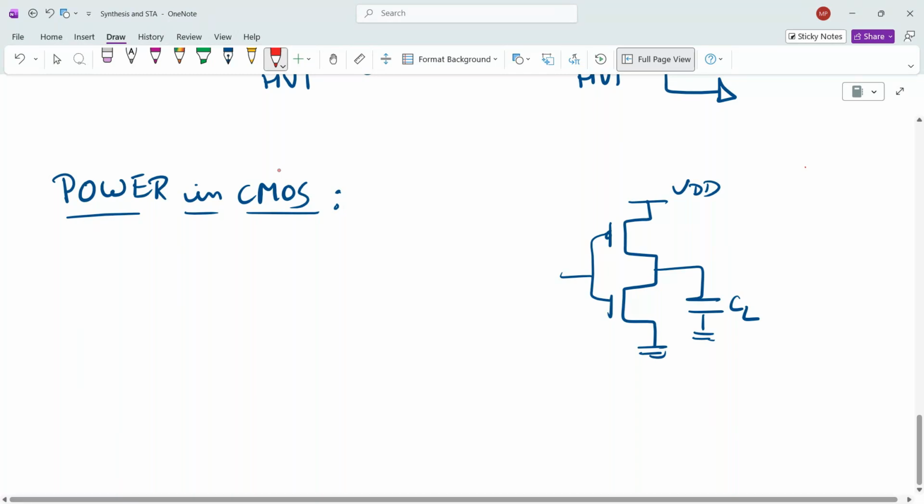When we talk about this power dissipation, what happens when zero is provided? Here the CL is getting charged. At this time, power is actually consumed.